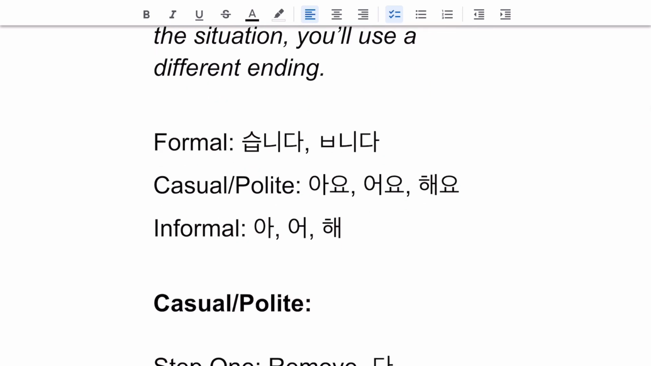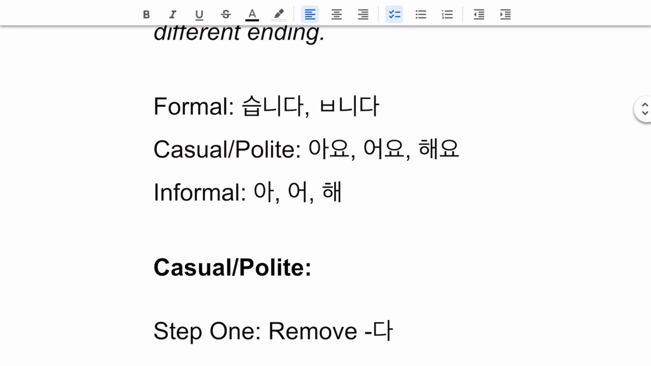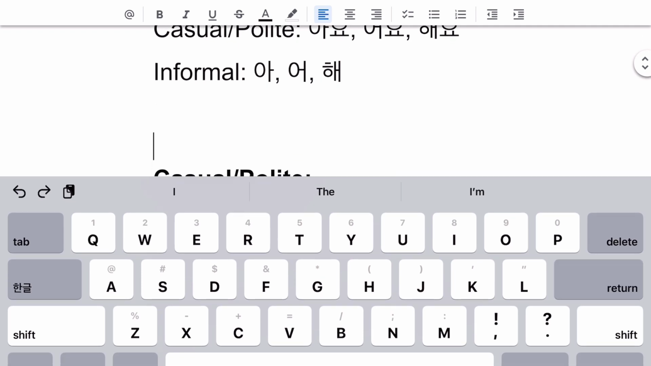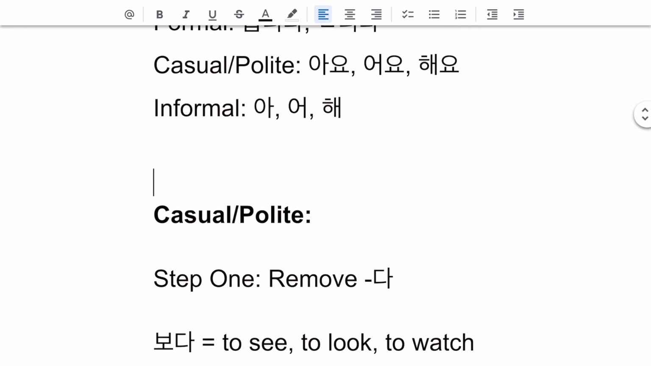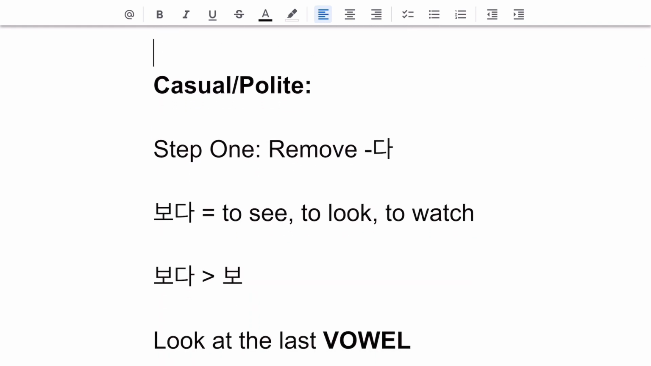So here we have the big three: formal, casual / polite, and informal. So we're going to start with casual first, actually, because it is, I would say, the most tricky. So formal, let's read through these. Formal, 씁니다, 비읍니다. Casual, polite, 아요, 어요, 해요. Informal, 아, 어, 해. Now we're going to start with casual / polite, and sometimes I'll refer to it as just casual, and I just put both of these words here so that you know they both mean the same thing.